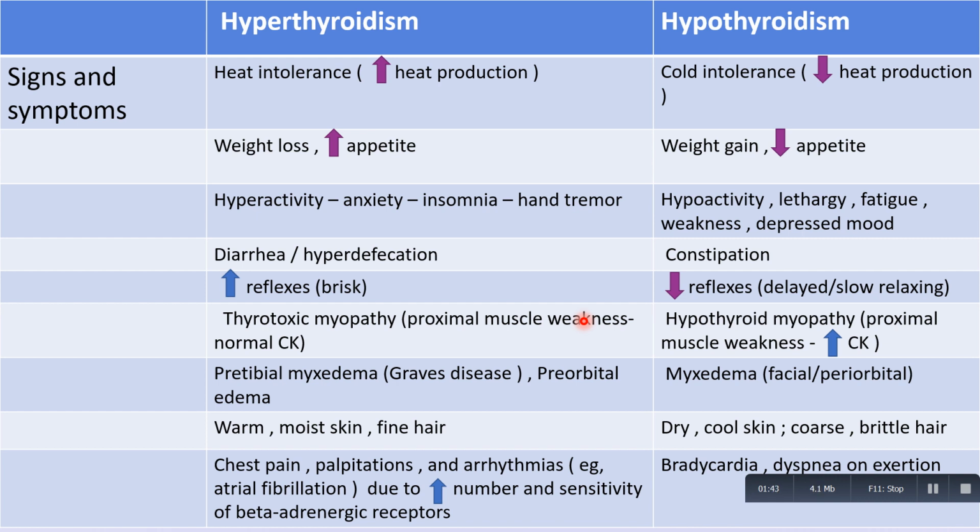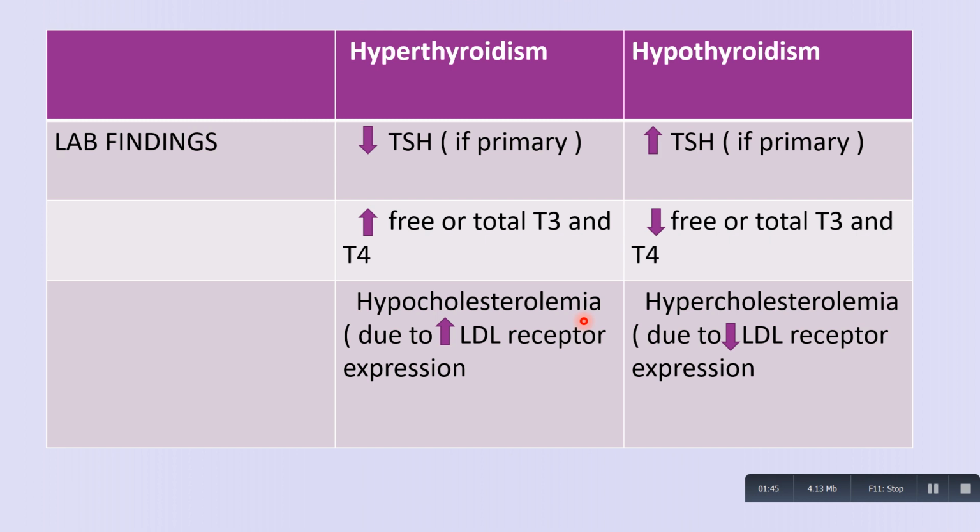A lab finding in case of hyperthyroidism, because of negative feedback from thyroid gland to the pituitary gland, TSH will be low if it is primary, and total T3 and T4 will be high. In case of hypothyroidism, because of the positive feedback يعني T3 و T4 بتكون قليلة فراح تحفز البيتوتري جلاند انها تنتج كمية اكثر من TSH.